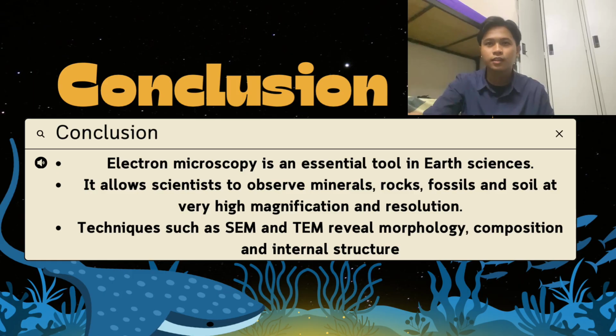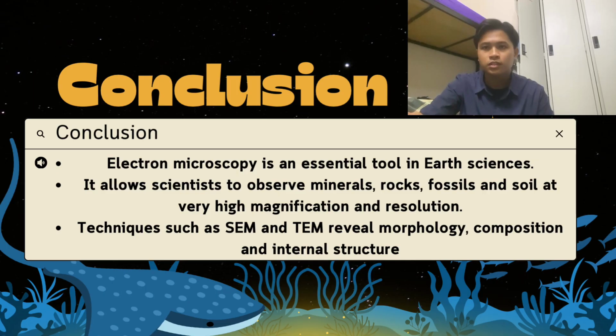In conclusion, electron microscopy is an essential tool in earth science, enabling scientists to observe minerals, rocks, fossils, and soil at extremely high magnification and resolution, revealing details that cannot be seen using a light microscope. Techniques such as scanning electron microscopy, or SEM, and transmission electron microscopy, or TEM, provide valuable information about morphology, chemical composition, and internal structure of geological materials.